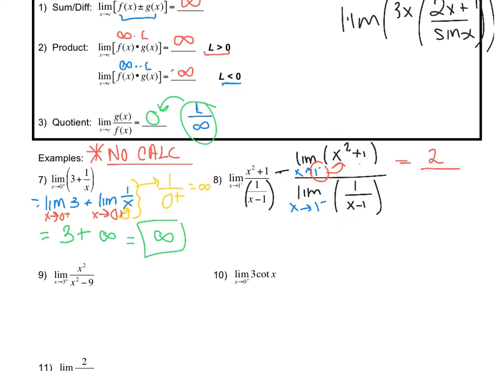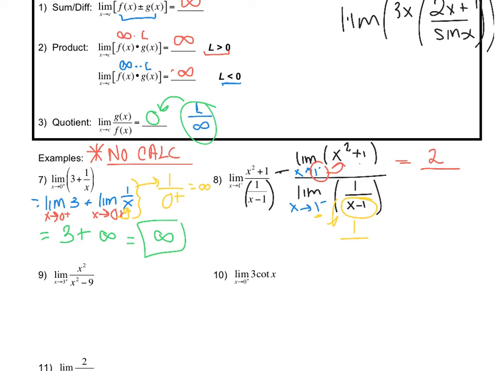So what we're doing is breaking this second function, this denominator, into two. We can think of it as two limits as well: the limit of 1 divided by the limit of x minus 1. We know that the limit of 1 is 1. And the limit of x minus 1, that's the problem area because I can't directly substitute 1 in there. But I'm approaching 1 from the left.